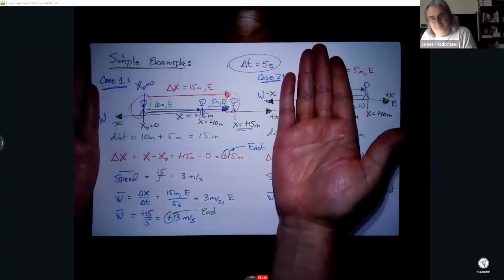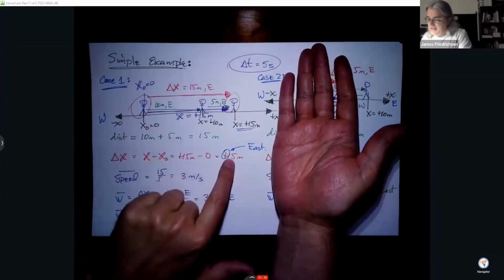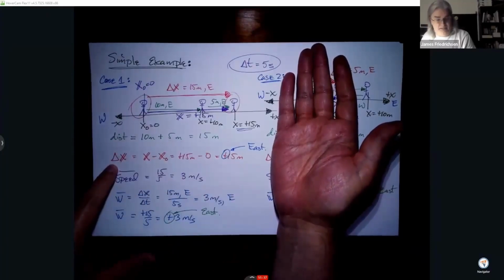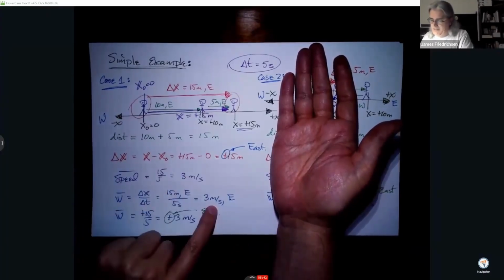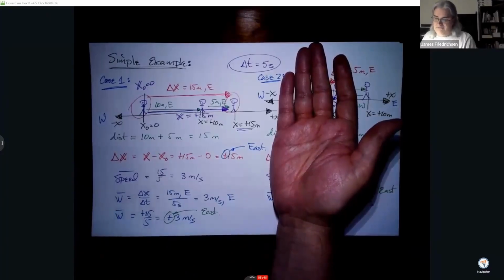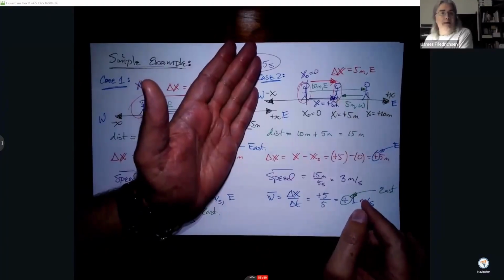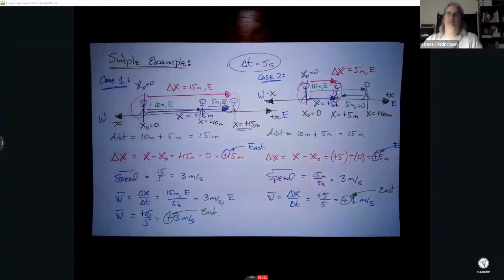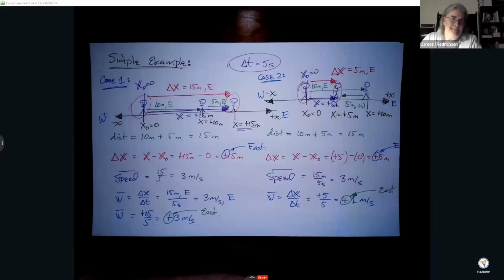So in case 1, we saw that the distance, which is our scalar, was the magnitude of the vector displacement. We also saw that the average speed, which is a scalar, was the magnitude of the average velocity vector. However, in case 2, they aren't. Why? What happened? In case 2, you have motion in the positive direction and motion in the negative direction. Okay.